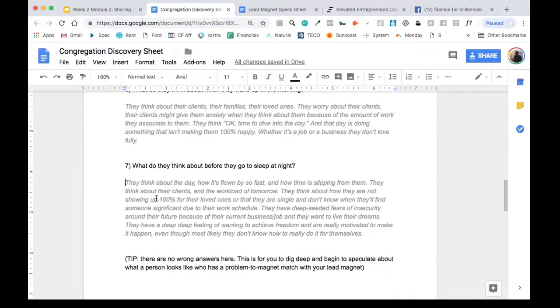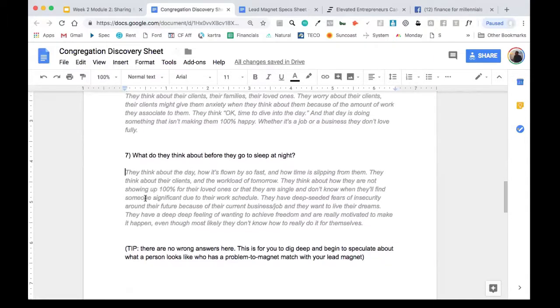Think about the day. Think about how it's flown by so fast, how time's slipping, right? All these things. They're all different reasons and deep-seated fears of insecurity about the future because of the current business, of the current job. And you really, these people want to live their dreams. They want to have that feeling of freedom and are really motivated to make it happen. And even though they don't really know how to do it, they're really motivated.